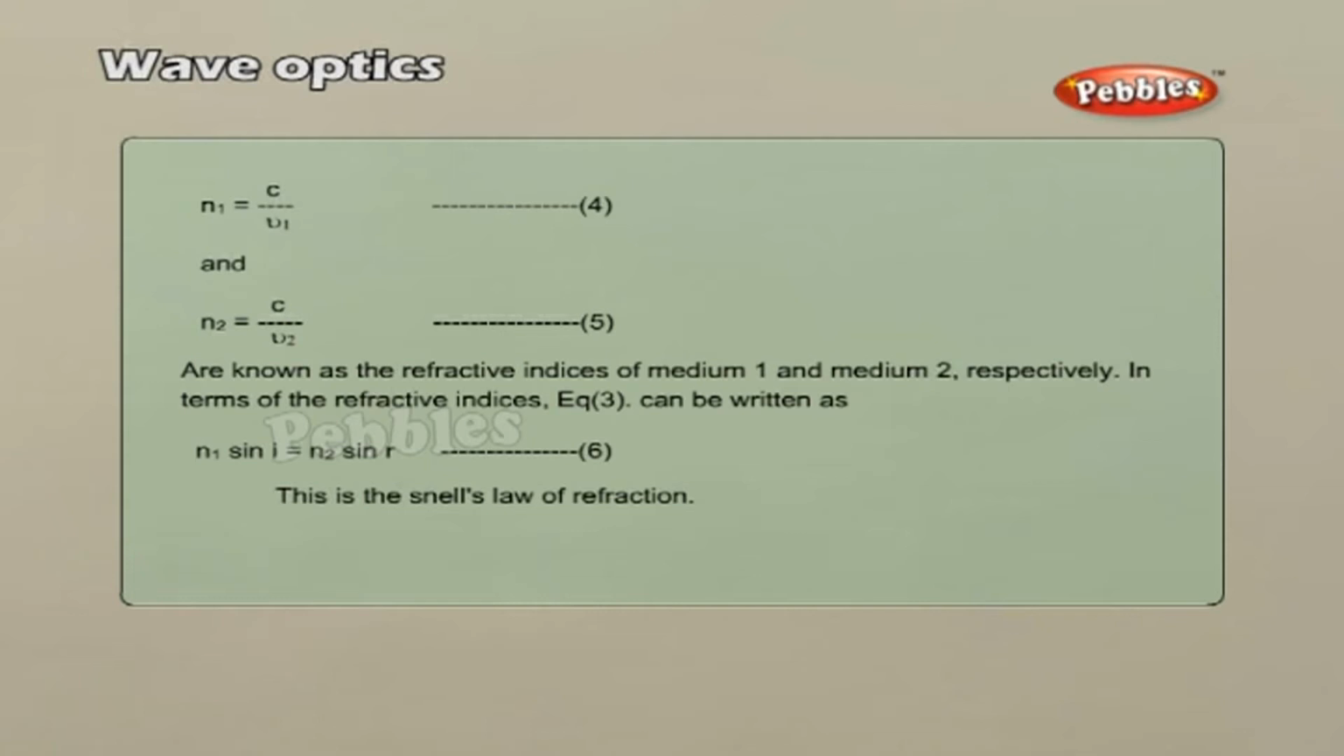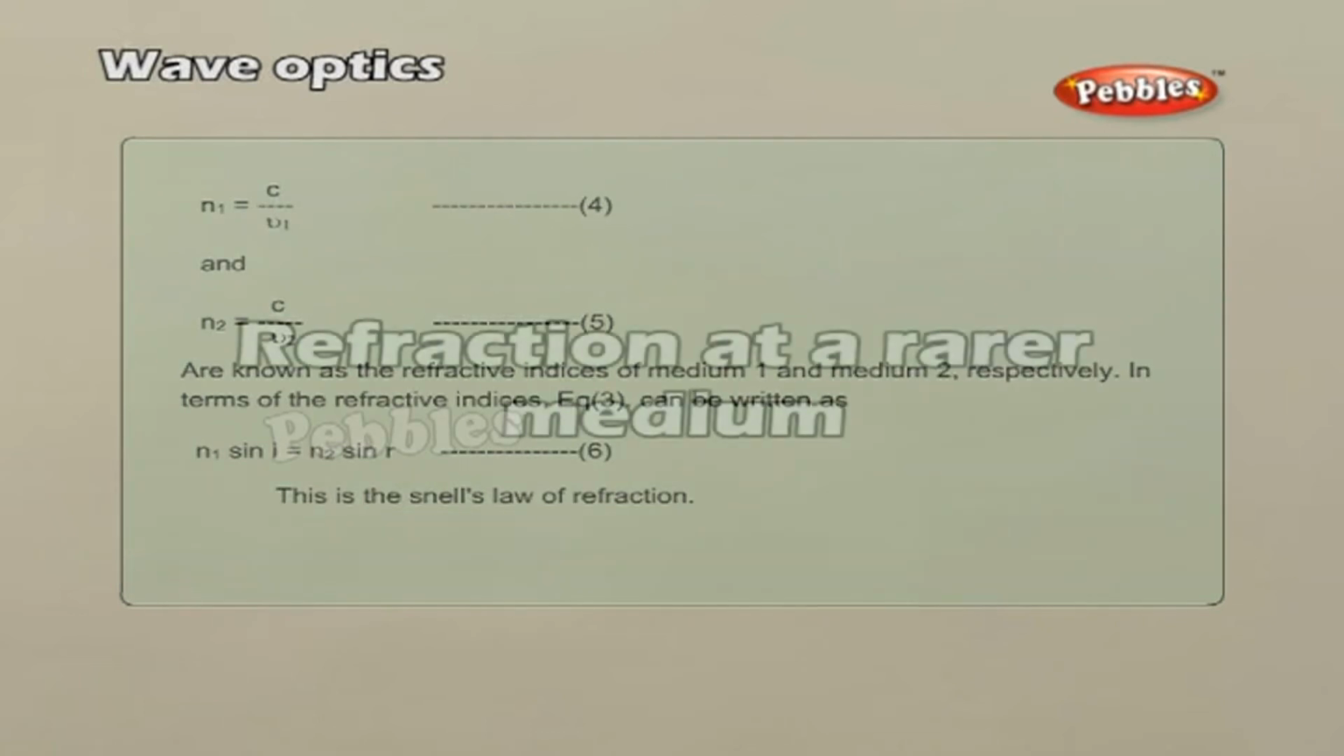From equation 3, we get the important result that if R is lesser than I, the speed of the light in the second medium will be less than the speed of the light in the first medium. In terms of refractive indices, equation 3 can be rewritten as n1 sin I equals n2 sin R. This is Snell's law of refraction.